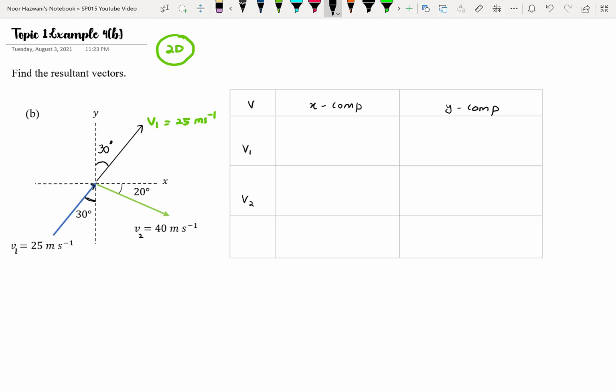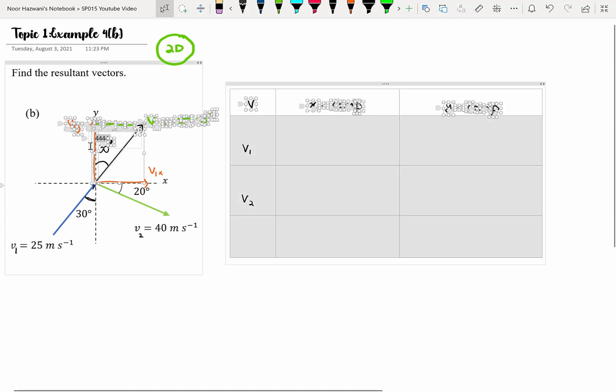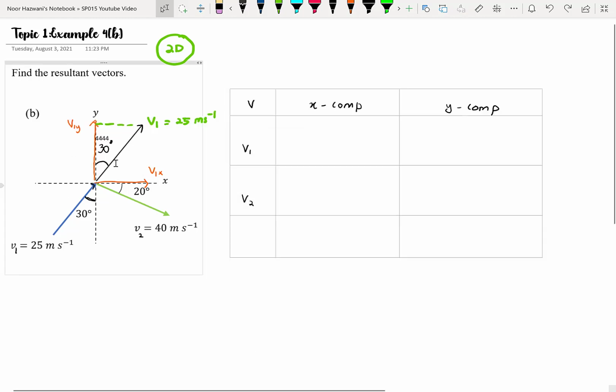Okay, and now you see V1 and V2 both have angles, so that means we have to resolve both. So when we resolve V1, we will get V1Y here, and at this part we will get V1X. Okay, so the same step, make a complete triangle. Okay, so when you draw a complete triangle, then after that you have to resolve V1 into X and Y components.